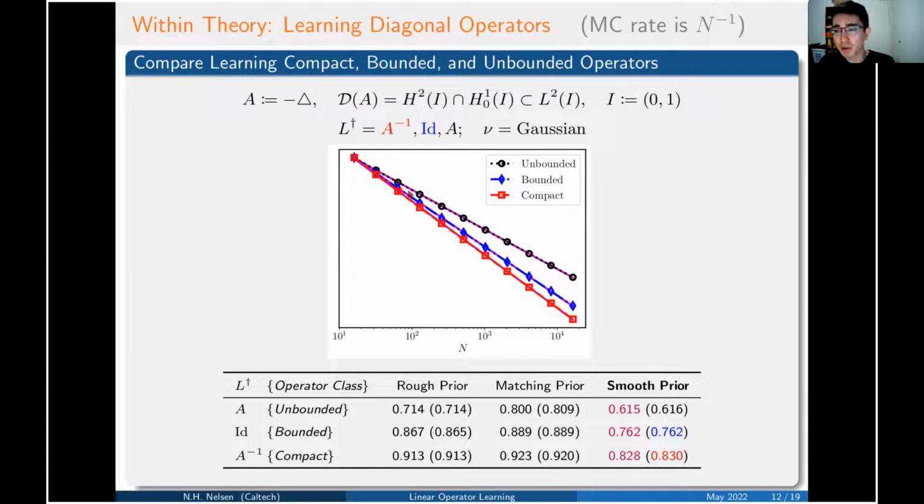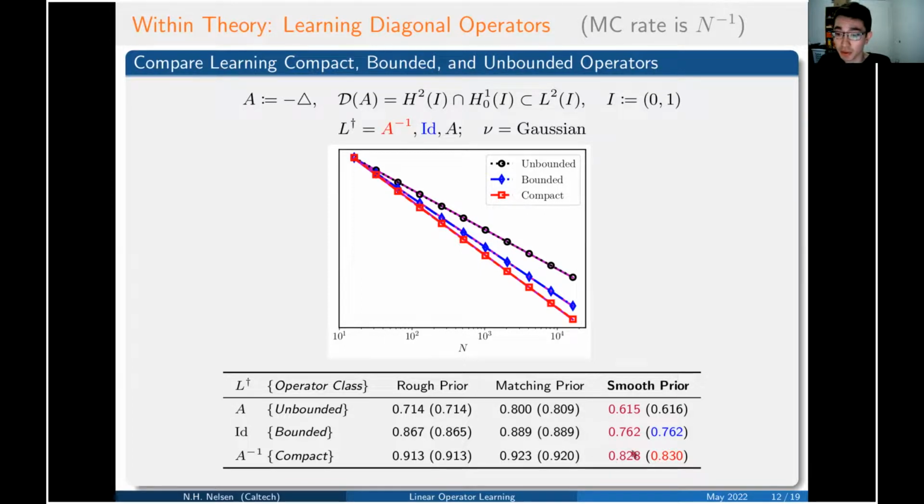And the actual slopes here, if you're interested, are shown in this bottom right table, and they're strictly slower than the Monte Carlo rate. So the Monte Carlo rate would be n to the minus 1, so there would be a 1 here. Because we're in infinite dimensions, the rate is strictly slower. So in this case, substantially slower in some cases. And we're getting a good match with the theoretical result.